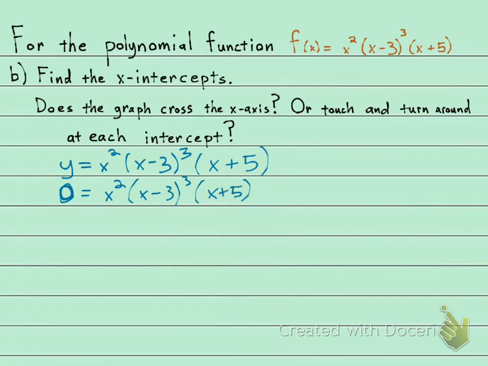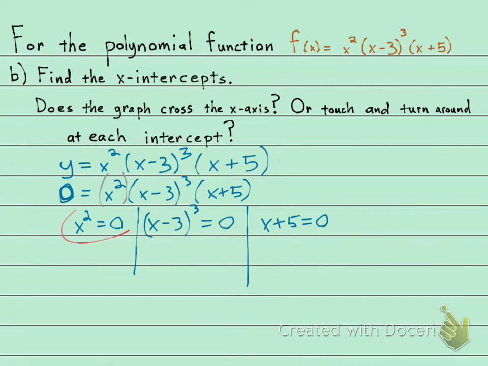And now I'm going to find my zeros based on these factors right here. All right, this one's already factored for me. Pretty nice. If any one of my factors equals 0, the whole thing is 0, right? Because 0 times anything is 0. So I set all of my factors equal to 0. X squared equals 0. X minus 3 to the third equals 0. And x plus 5 equals 0. And now I'm going to solve.